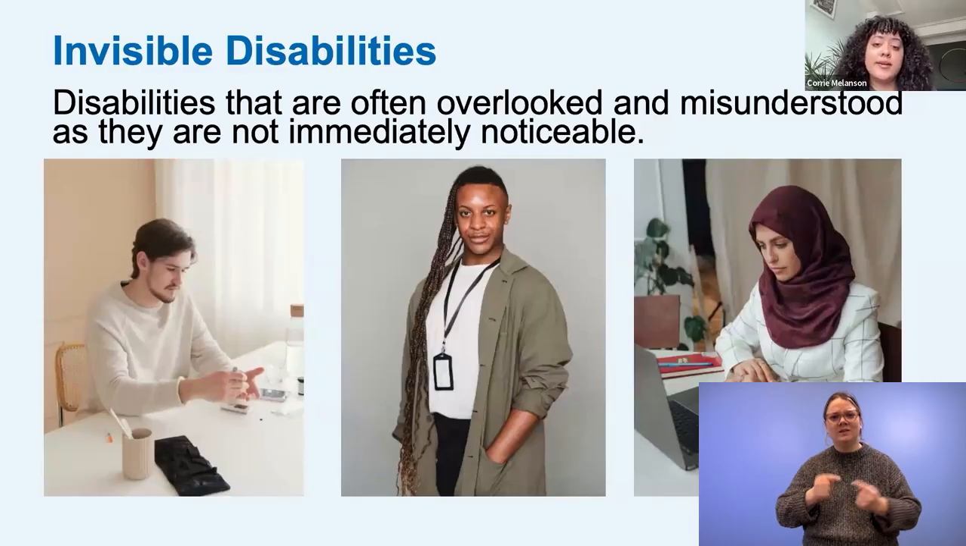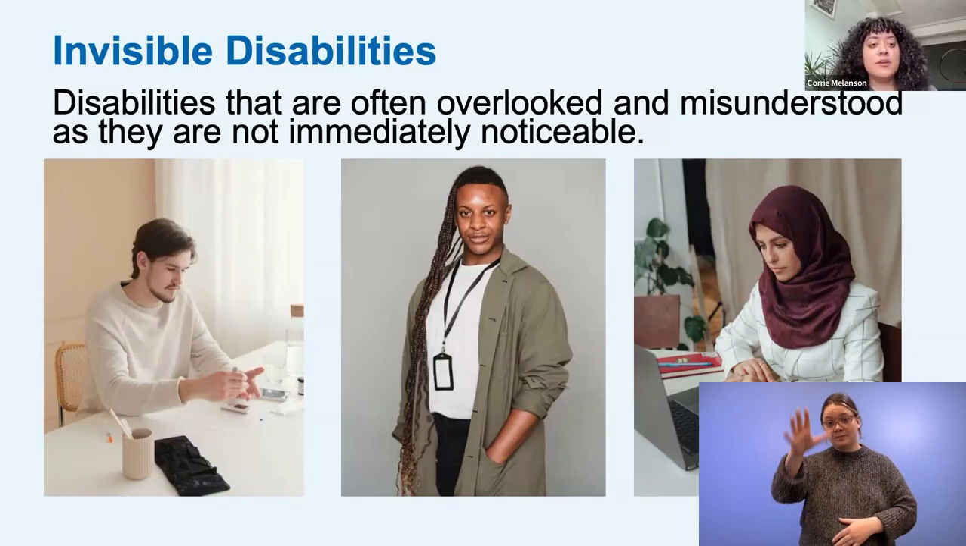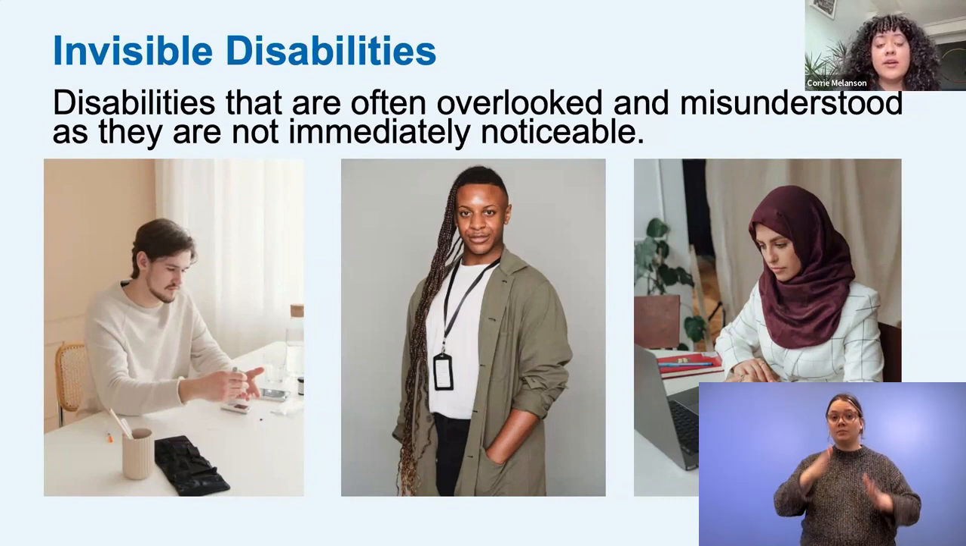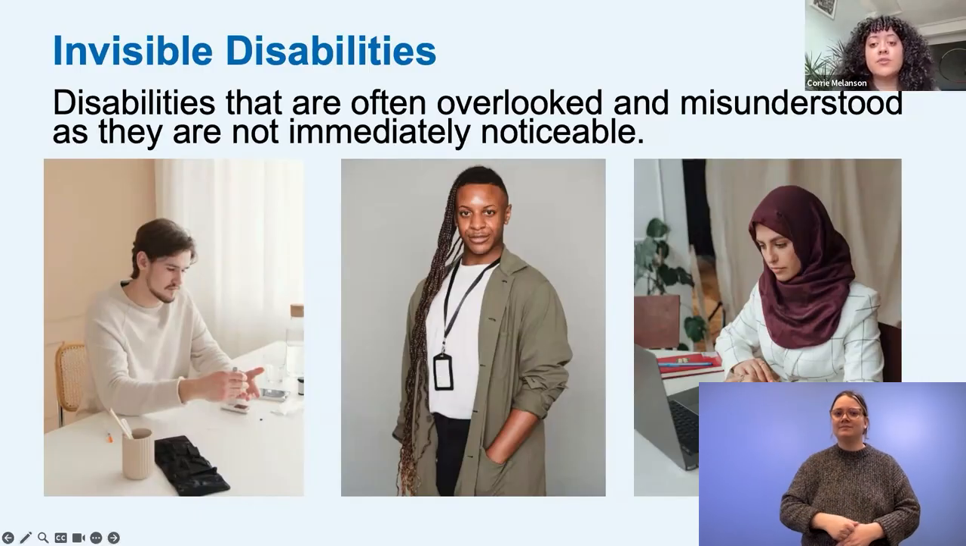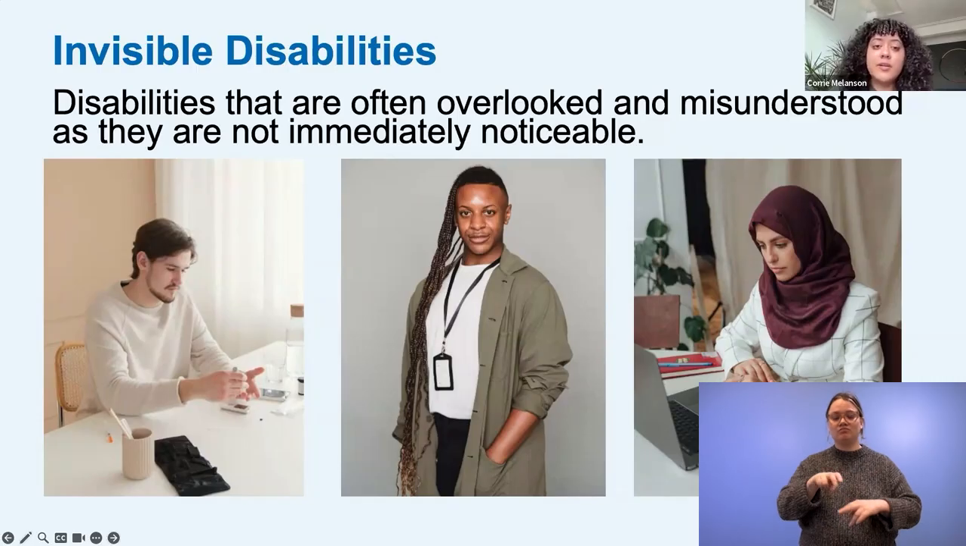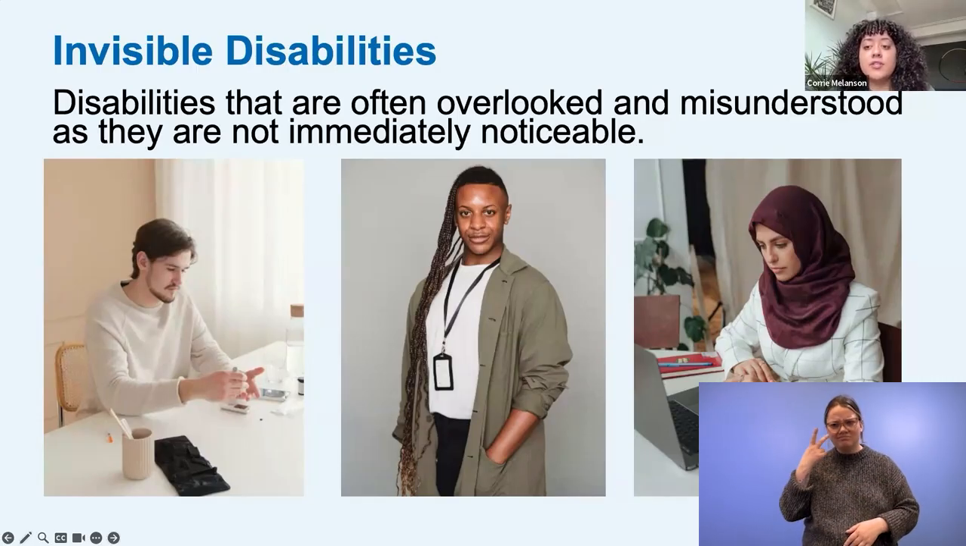So on the slide, there are three photos depicting examples of people with disabilities. So we have first image is a man with diabetes testing his blood glucose levels. The second image shows a person wearing an ID badge who has no visible disability. However, they do have a learning disability. And the third image shows a woman sat at a table working on her laptop. And she does not have a visible disability. However, she experiences debilitating pain from endometriosis.